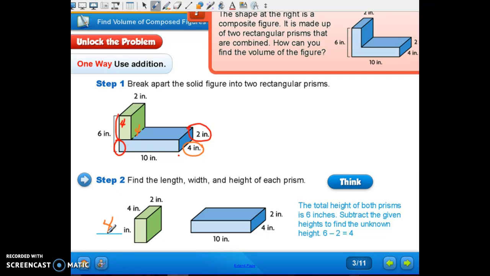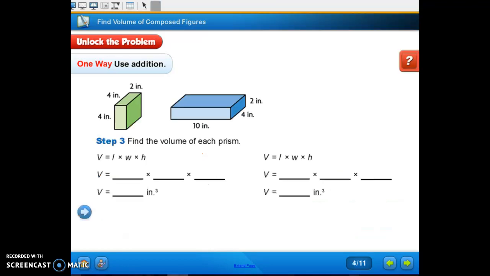Okay, I'm going to go to the next page. Hopefully they still have our figure here. Okay, it says find the volume of each prism. So let's start with the green prism. What is our length here? 2. And our width? 4. And our height? 4. So 2 times 4 is? 8. And 8 times 4 is? 32. 32 inches cubed. Now here's this one.